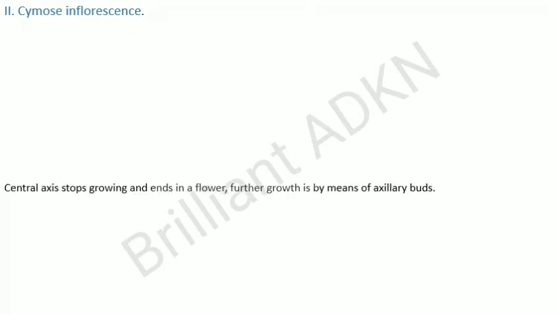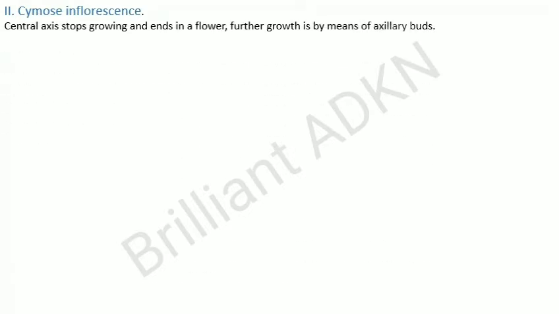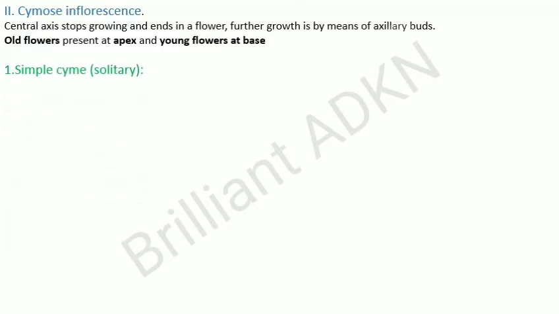Now we are going to see the second part, that is cymose inflorescence. Central axis stops growing and ends in a flower. Further growth is by means of axillary bud, is called as cymose inflorescence. Old flowers present at the apex and young flowers at the base.